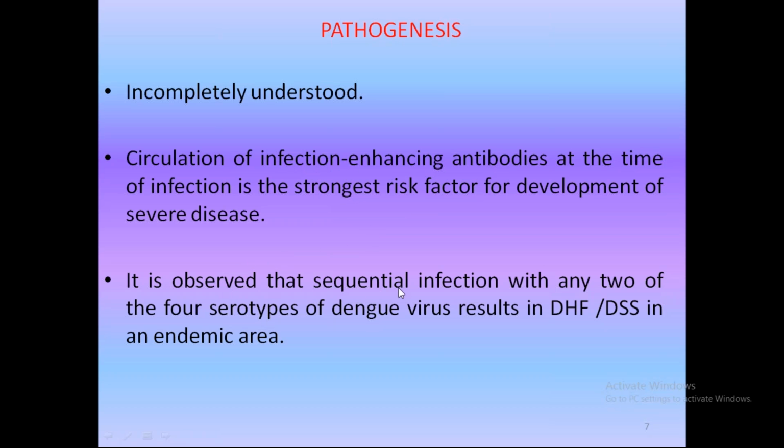So it is observed that sequential infection with any two of the 4 serotypes of the dengue virus will result in dengue shock syndrome, especially in endemic areas. Previously, they used to call it dengue hemorrhagic fever. This word they are not using now. Instead of dengue hemorrhagic fever, they are now calling it dengue shock syndrome.